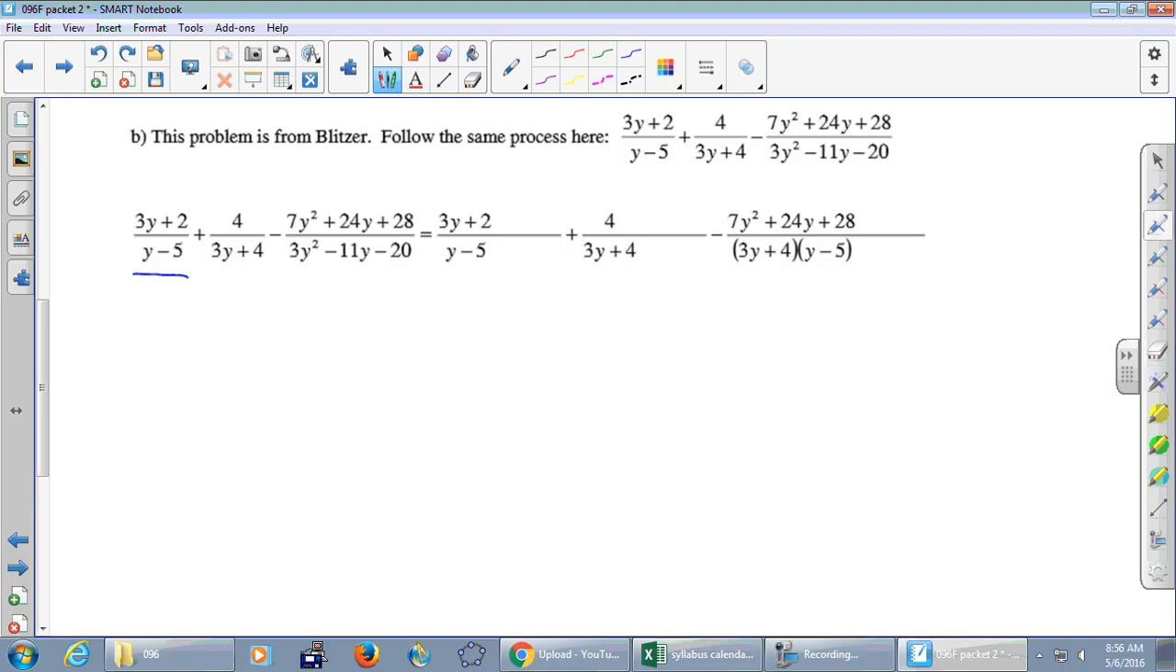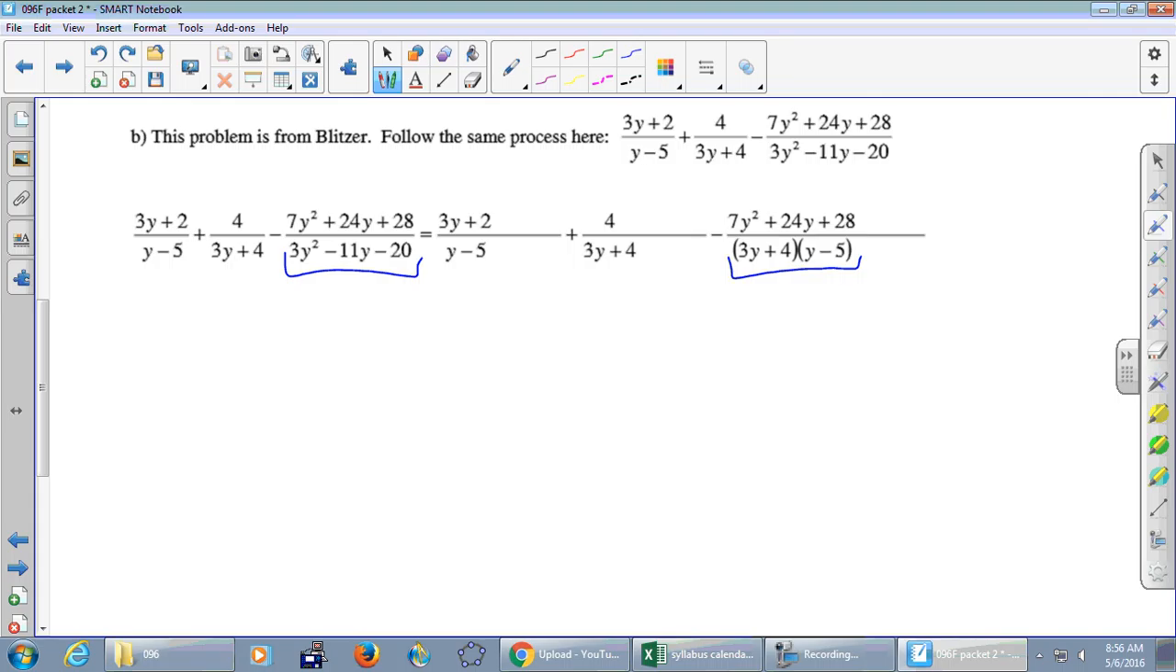Y minus 5, there's nothing to factor. 3y plus 4, there's nothing to factor. But what kind of factoring do you think on the 3y squared minus 11y minus 20? Greatest common factor is just 1. Difference of 2 squares, not in play. What's left is the box. So again, we're not going to take our time doing the box, but I will tell you that I've already done the box, and that's what I got. So factor first. It's the right way to begin these problems.